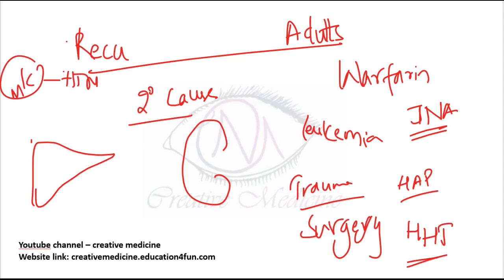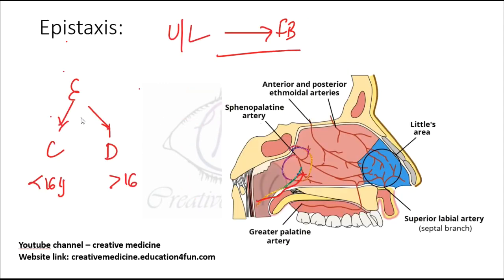Then what is the most common site of epistaxis in adults? It is actually Woodruff's plexus that is the most common site of epistaxis in adults.